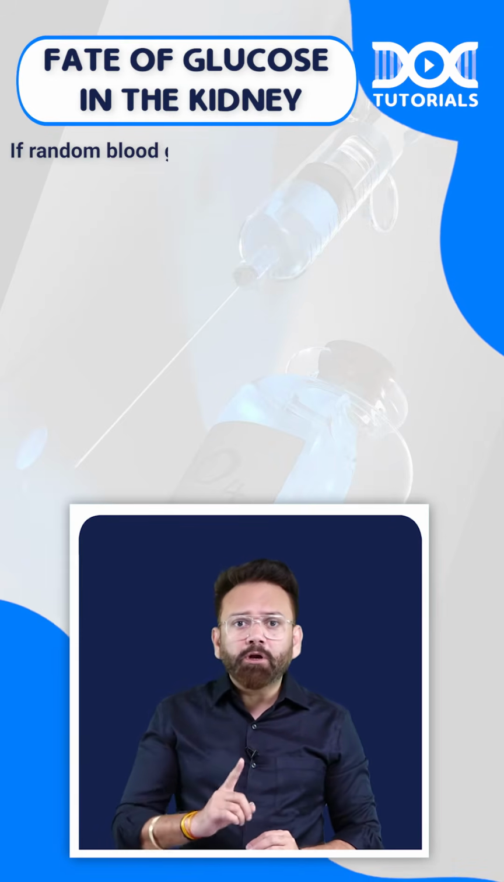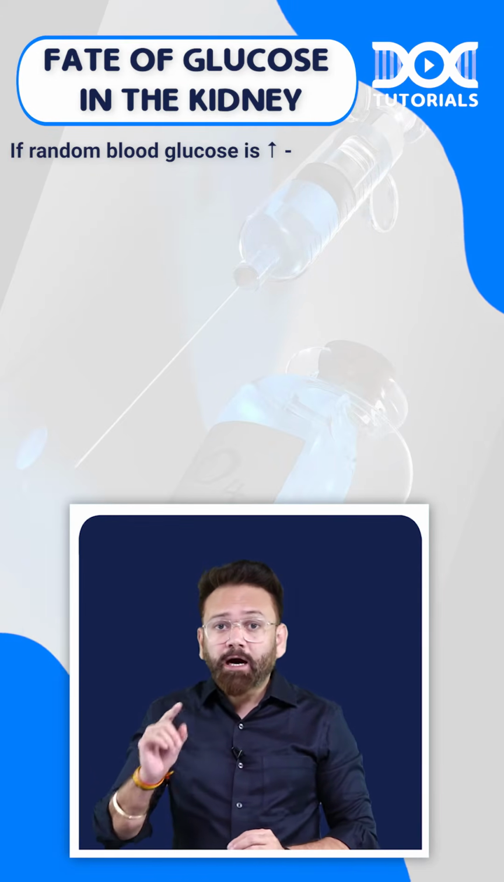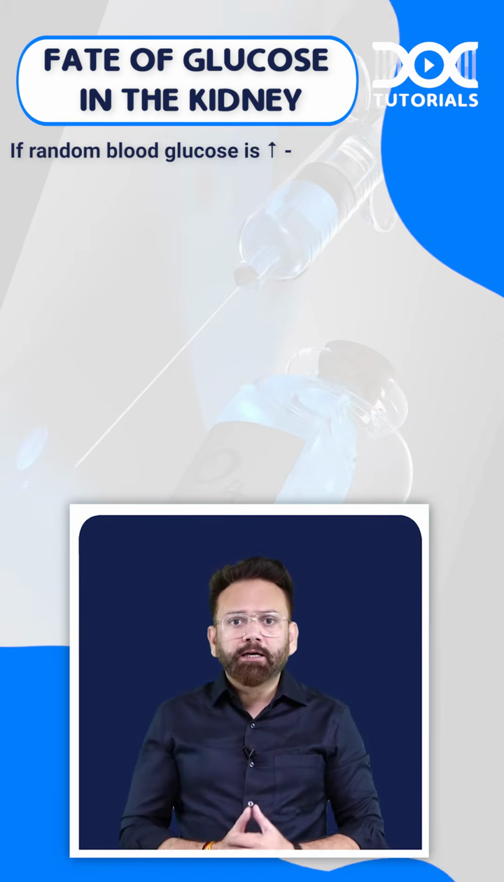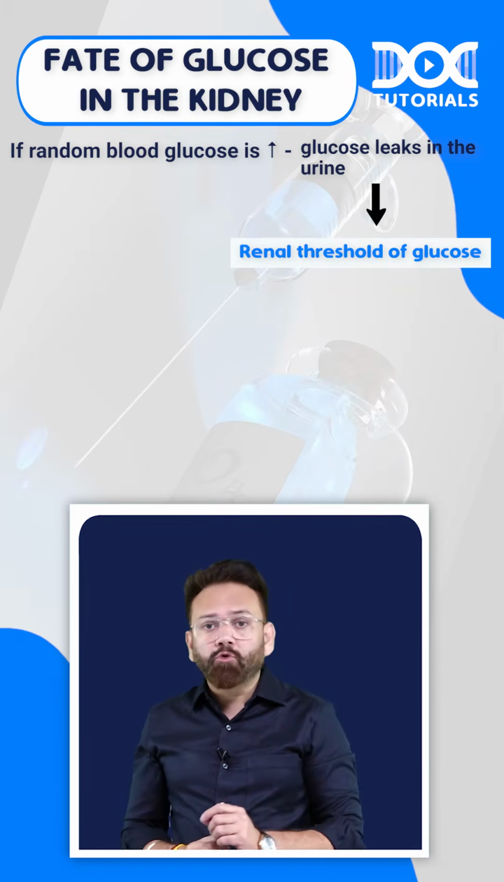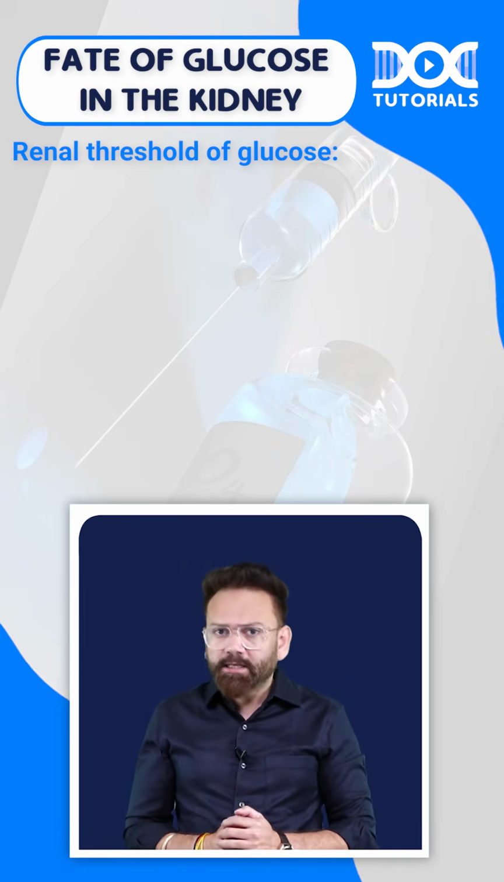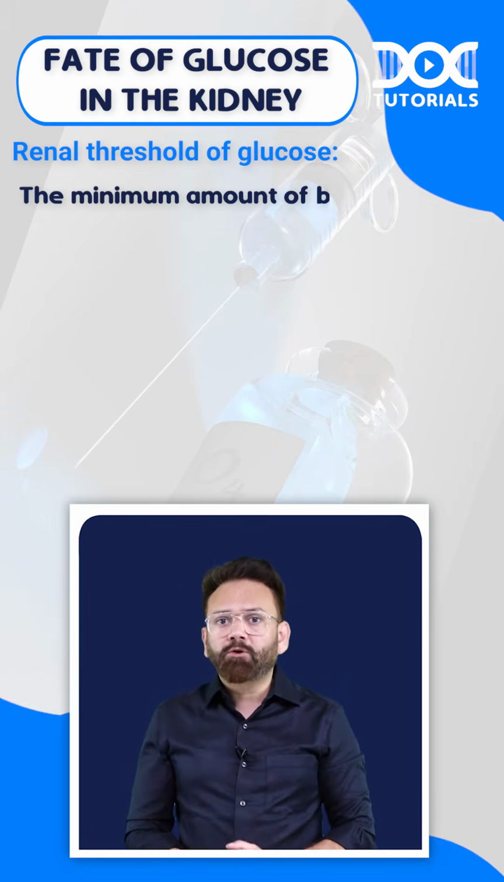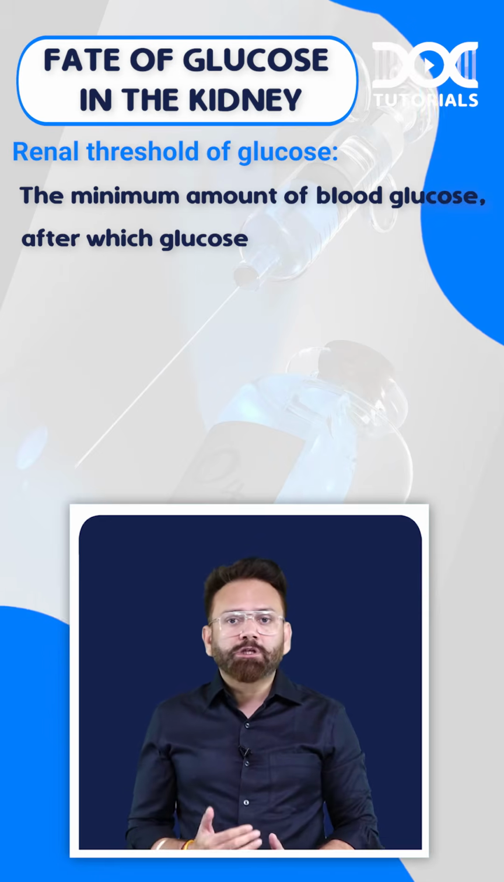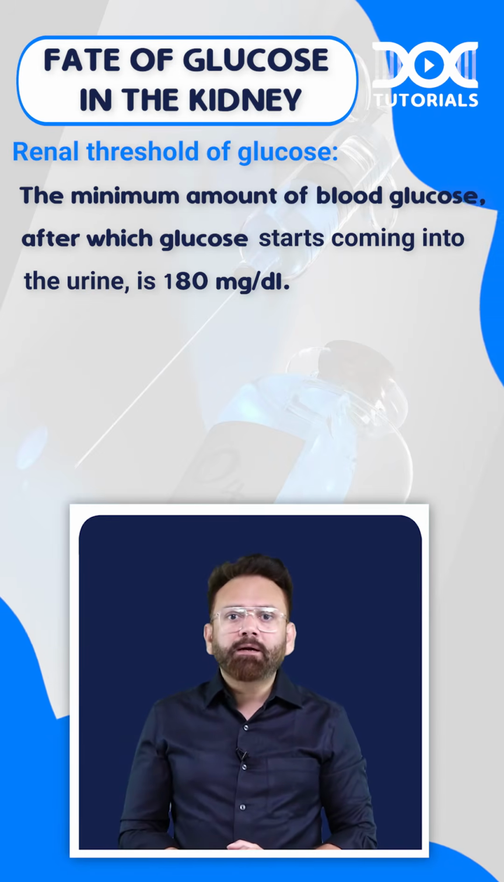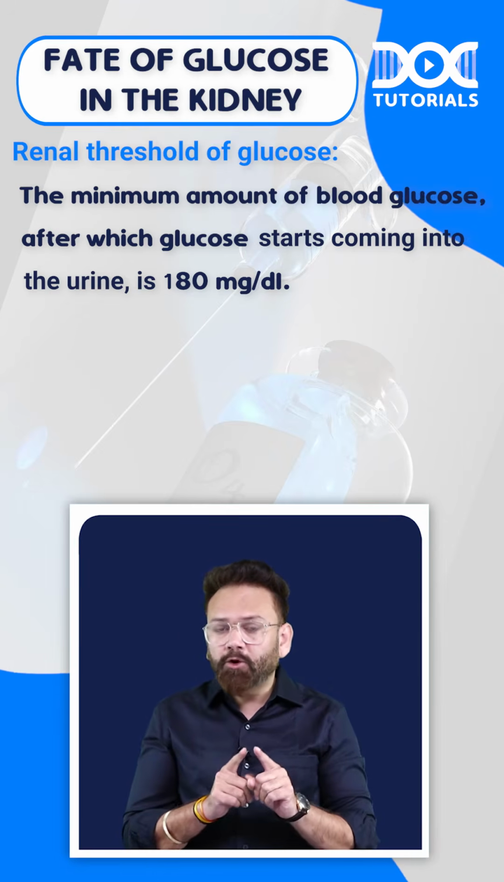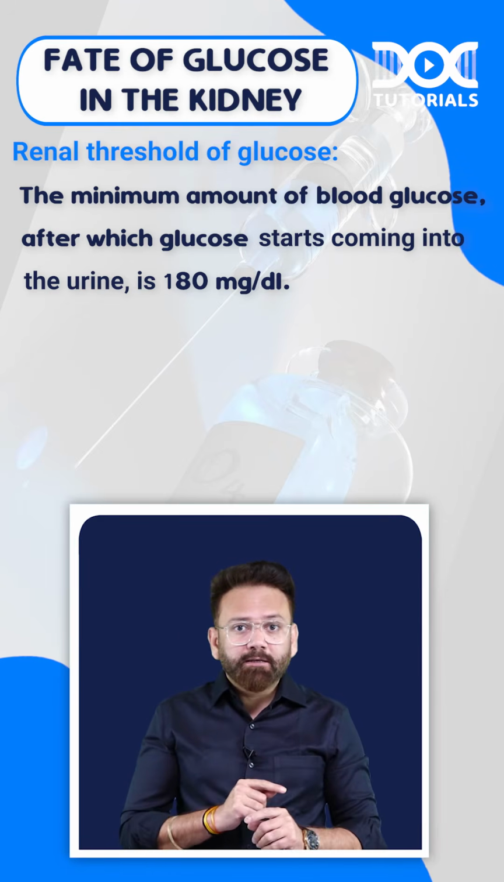But if we keep on increasing random blood glucose, a time will come when glucose starts coming in the urine, and that is called the renal threshold of glucose. So renal threshold of glucose is the minimum amount of blood glucose after which glucose starts coming in urine, and that value is 180 milligram per deciliter. This is the actual value, but if you calculate, it will be different.